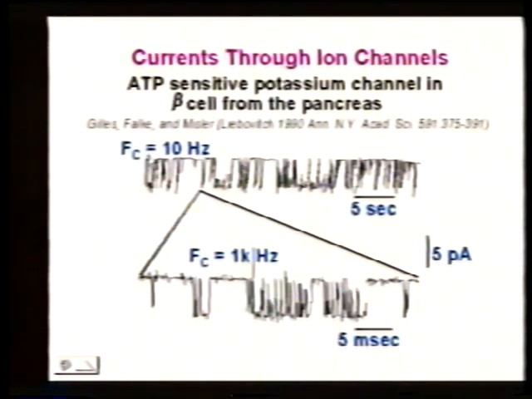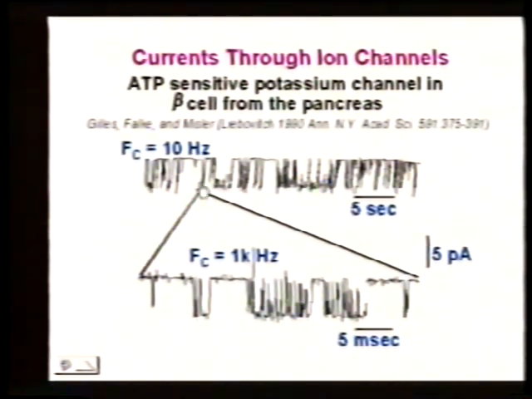And in this case, when the channel opens, when the current increases, this trace moves downward. And these are islet cells, beta cells in the pancreas. These are cells that respond to changes in ATP level and respond by producing insulin. What happens here is they've made a recording that they've played back here at relatively low time resolution, but they can play back this recording at higher time resolution.